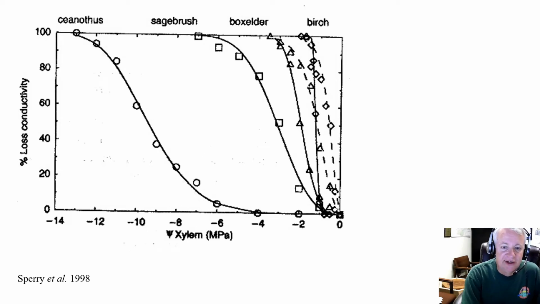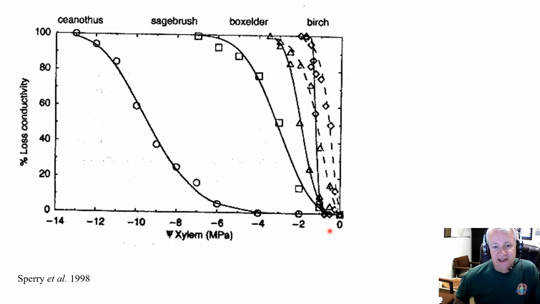Here's another look at xylem vulnerability curves, and recall that xylem vulnerability curves show the degree to which conductivity is lost as water potential becomes more negative. And that's due to accumulation of cavitations or embolisms in xylem, so that at 100% loss of conductivity, the xylem is completely blocked by air-filled conduits.